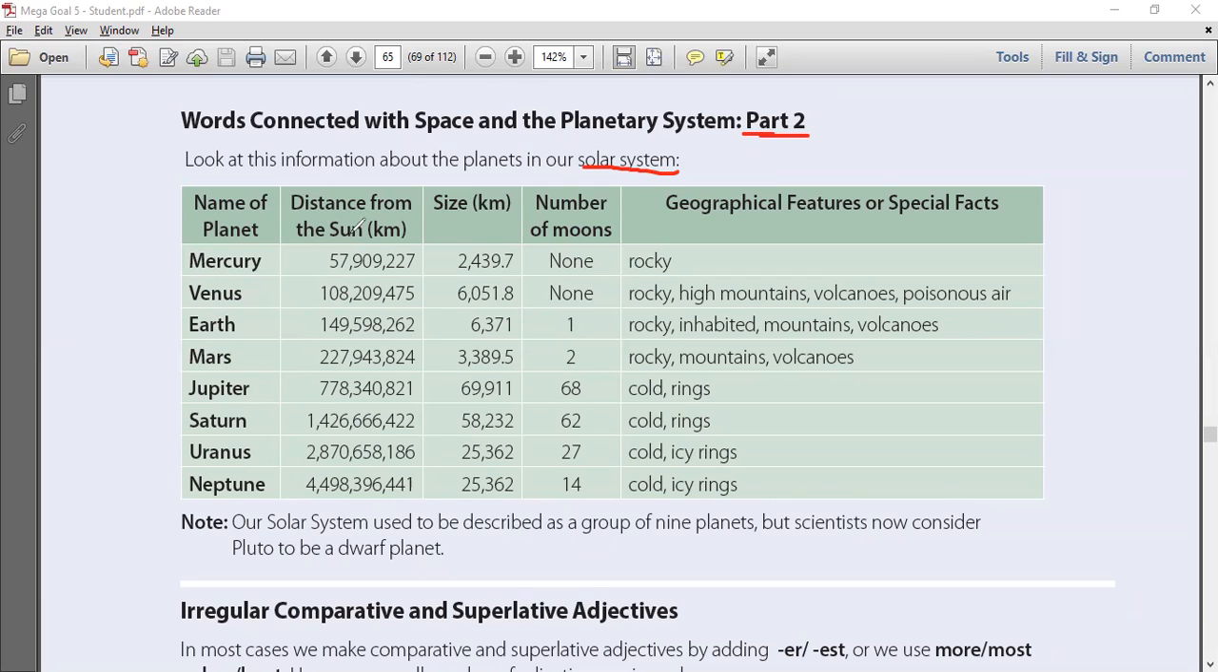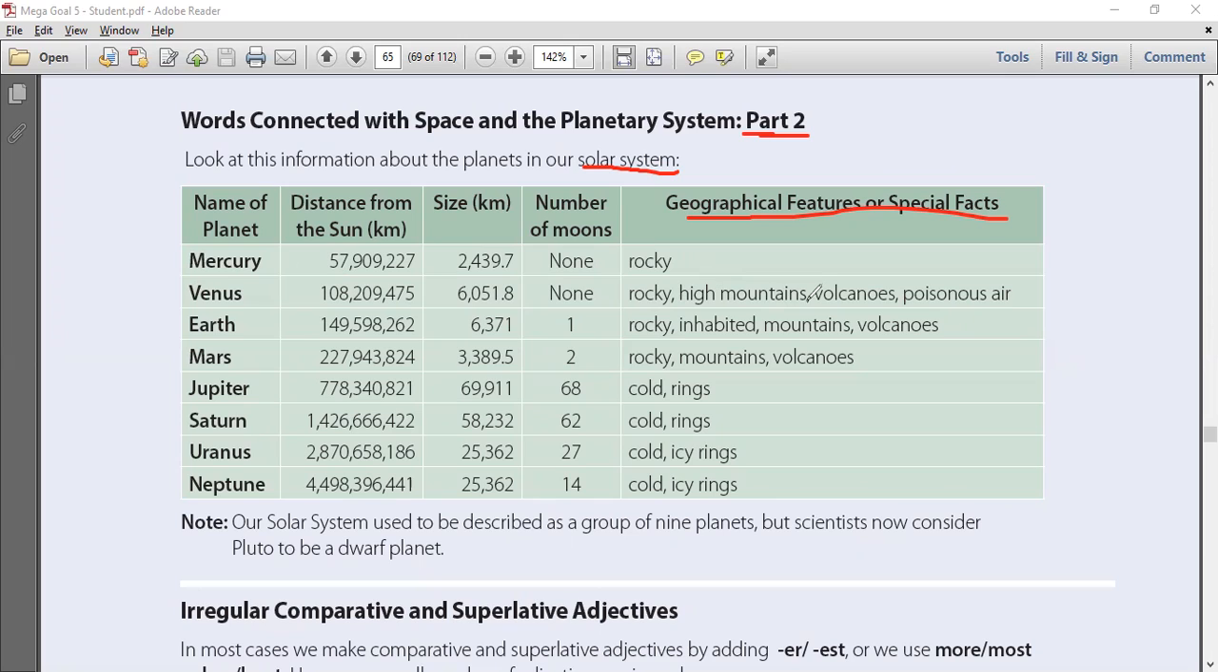And you have distance from the sun, the size of the planet, and number of moons. Mercury and Venus, they have none. Earth, one, they have one moon. Mars, two. And then geographical features or special facts that you can find in the planet. So, for example, in Mercury, they have only rocky.